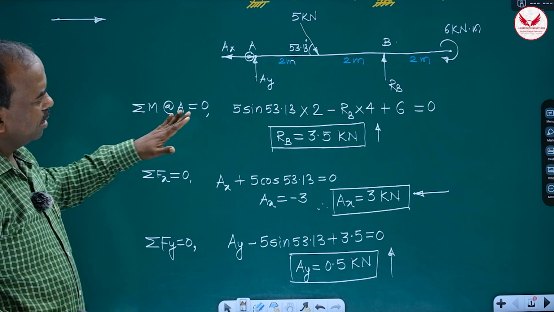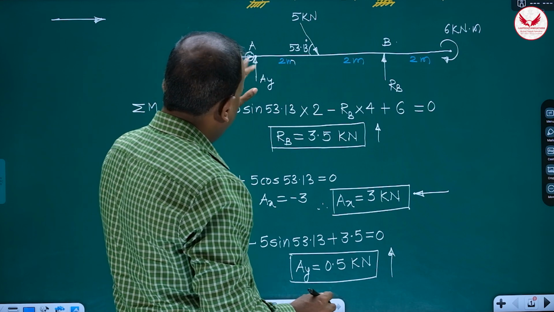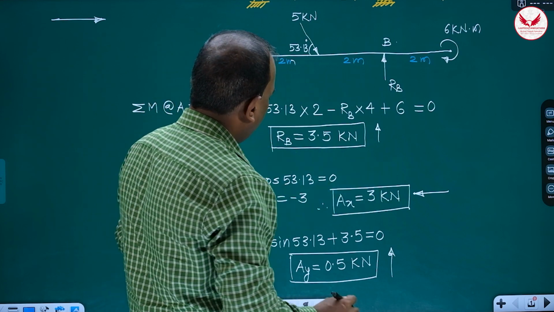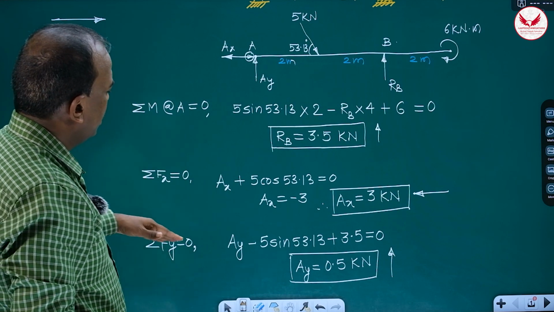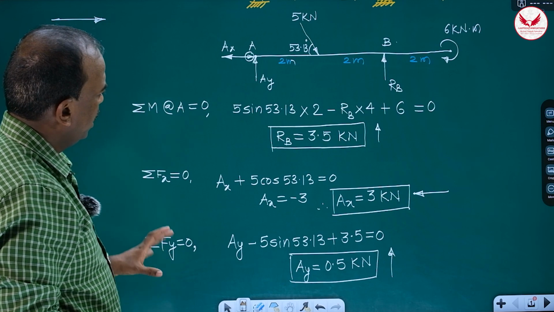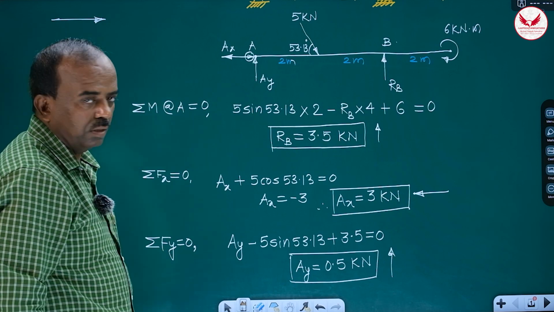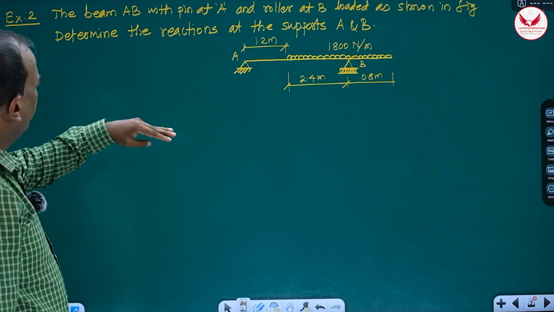What is asked? Reaction components at the supports, and these are the components. At B, 3.5; at A, horizontal 3, and vertical is going to be 0.5 upward. So it is the complete solution of this very first example. Now we'll see the second example on beams.